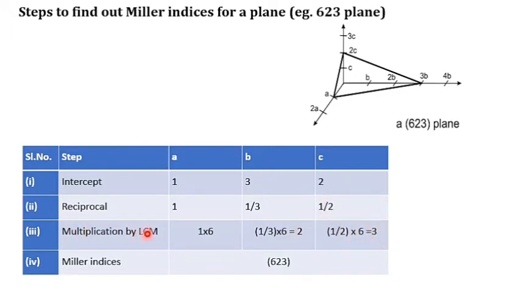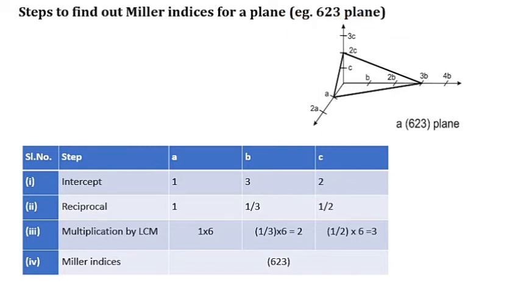So find out multiplication by LCM. First you are finding out the reciprocal. After the reciprocal you find out the LCM value. By that LCM value you multiply the terms. 1 into 6, 1 by 3 into 6, 1 by 2 into 6. So what it comes? 1 into 6 is 6. 1 by 3 into 6 is 2. 1 by 2 into 6 is equal to 3. Therefore, for this plane, the Miller indices designation is 6 2 3.